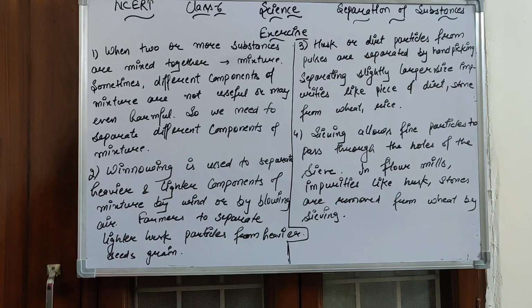Question number three. How will you separate husk or dirt particles from a given sample of pulses before cooking?